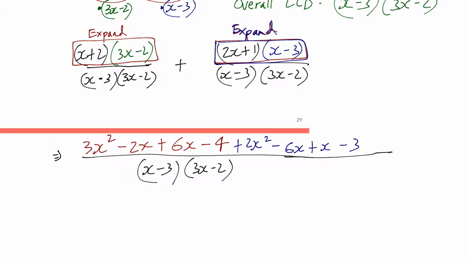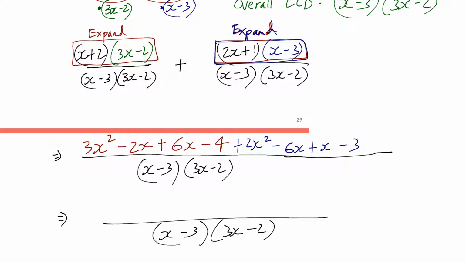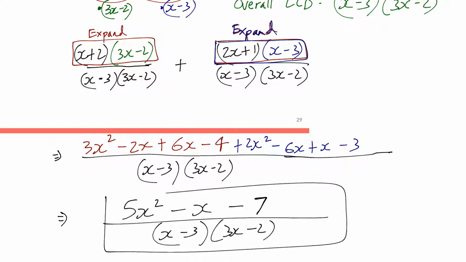And we have to combine like terms. So this whole thing, again, is over (x minus 3)(3x minus 2). Combining the x squared terms, we get 5x squared. There's a minus 2x plus 6x, and then there's a negative 6x plus x. So you should just get minus x and minus 7. That should be the final answer.